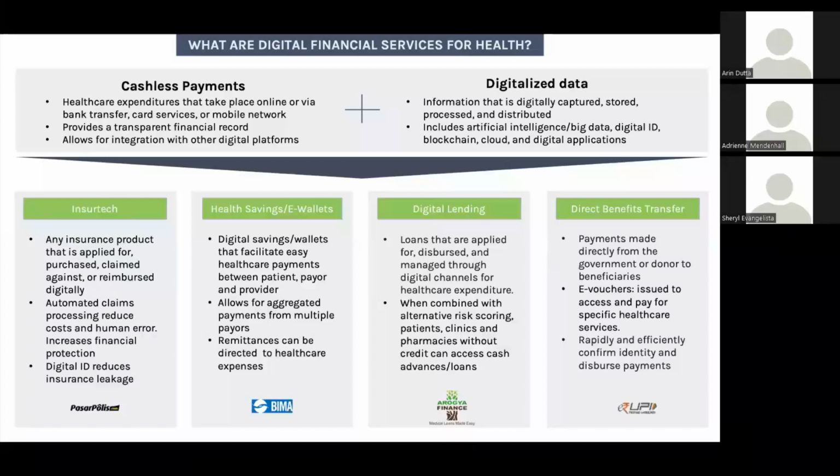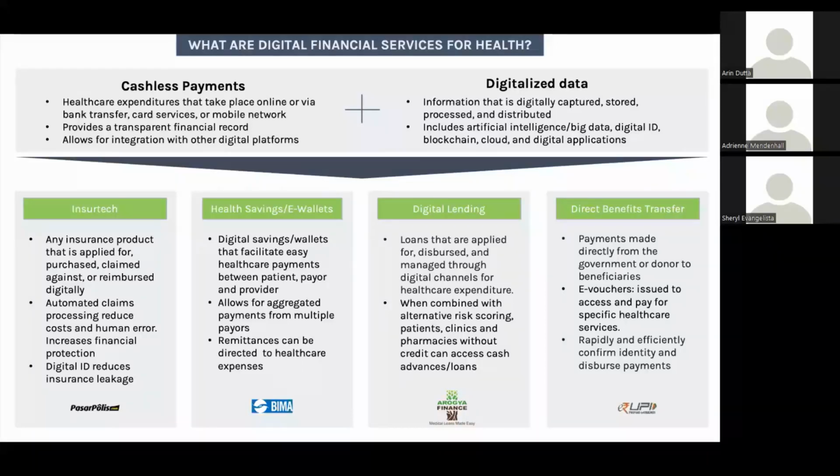And then digital lending. Digital lending has often been combined with alternative risk scoring. So for unbanked patients or patients without a credit history, or for these smaller clinics and pharmacies that similarly don't have a credit history, they can use these models where alternative risk scoring may involve other data from a patient's smartphone. It might use that digital financial record for a clinic and pharmacy to see what the average monthly revenue is, or use psychometric tests, such as the case with Arogia Finance, where they use a psychometric test to see what is the risk of someone defaulting on a loan.